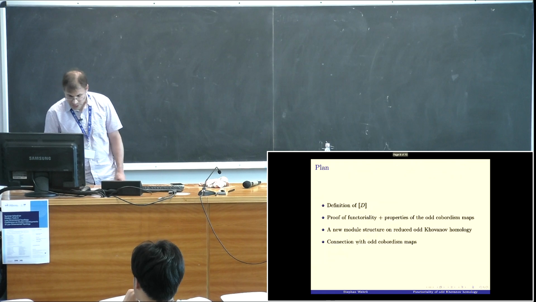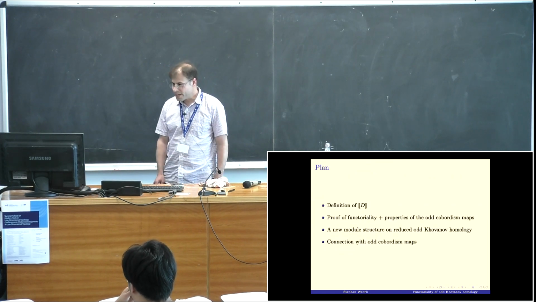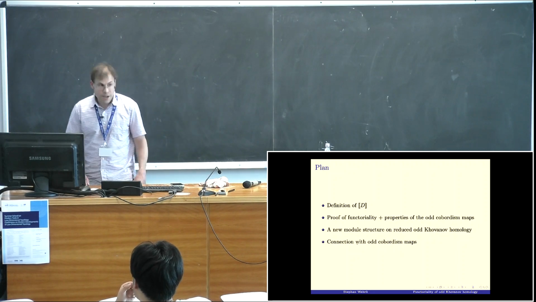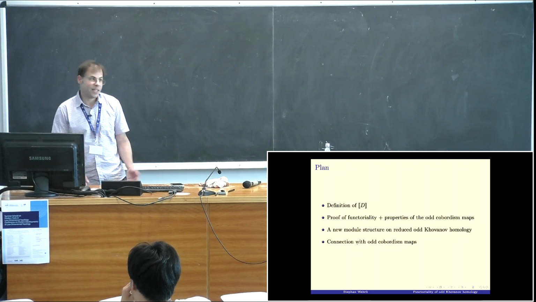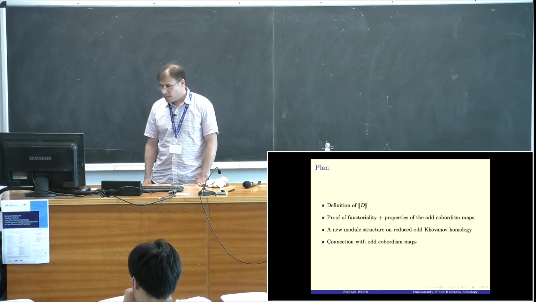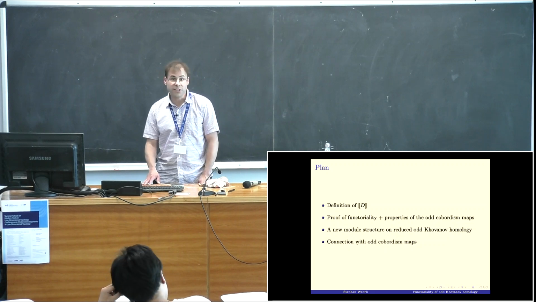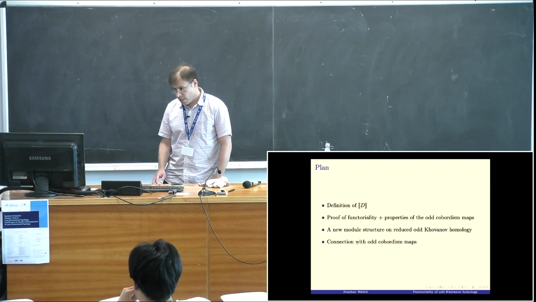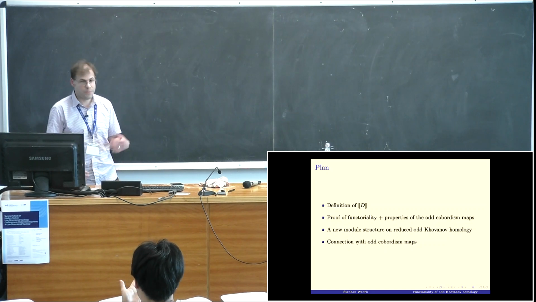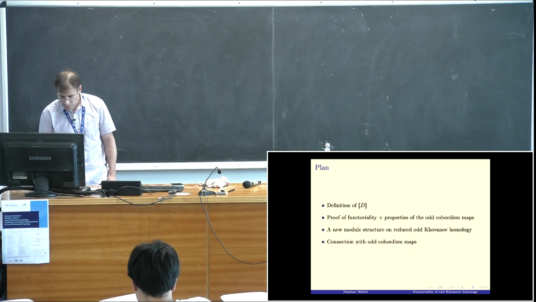So here's the plan of the talk. So first, I want to recall the definition of the generalized Khovanov bracket. So I will give quite some details. Then I want to outline the proof of functoriality, and I also want to discuss some properties of the odd cobordism maps. And then in the second part of the talk, I want to discuss a new module structure on odd Khovanov homology, and then I want to explain how it's related to the odd cobordism maps, and then I'll do a calculation to show why this module structure is useful.